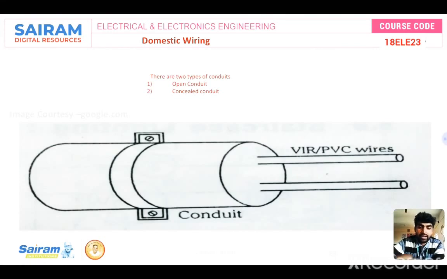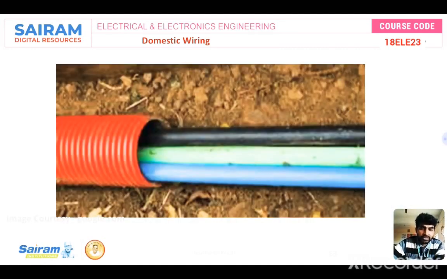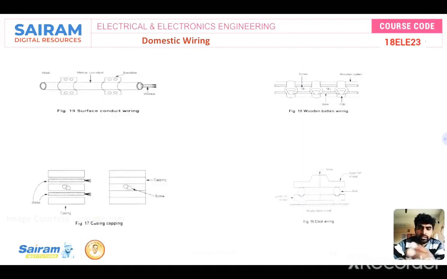In domestic wiring, we have two types of wiring system: one is open conduit wiring, another one is concealed conduit wiring. In open conduit wiring, there is a polyvinyl chloride wire, and it passes through a pipe, right? This is the best example. This is a pipe, and the wire passes through here.